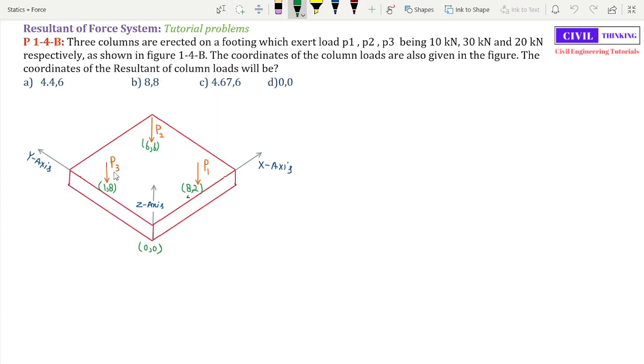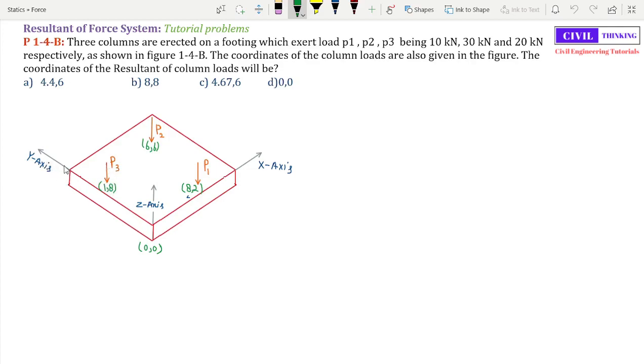Now let me tell you what the question is all about. Now you can see this is a square footing. Okay, this is a footing, and on the footing there are columns. At this point there is a column, there is also a column at this point, and there is also a column at this point. Now P1 is the load of this column, P2 is the load of this column, P3 is the load of the column which is here, right?